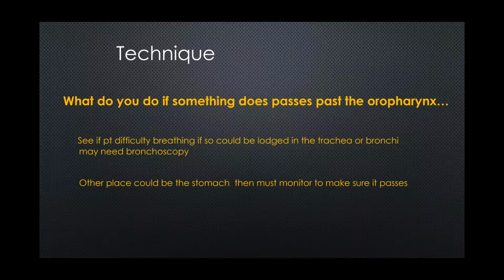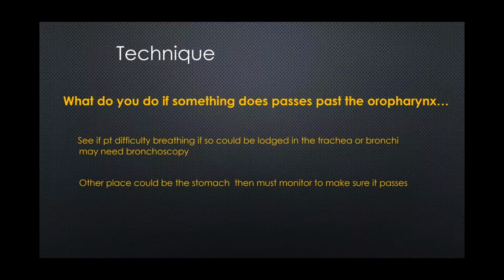Next, assess the patient. There are two places that this can be. It can either be in the trachea or the bronchi, or it can be in the stomach. See if the patient has any difficulty breathing. If they do, it might be lodged right in the back. Maybe see if they can cough, see if you can suction it out if you can see it, or it could be working itself further down, or it could be in the stomach.